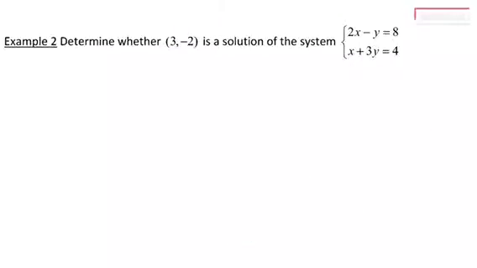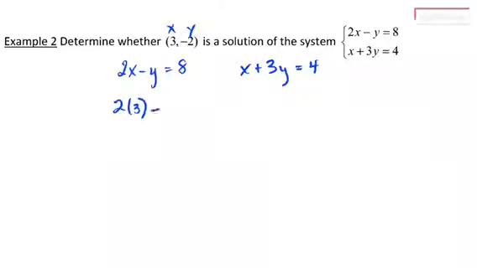Determine whether (3, negative 2) is a solution of the system. We have 2x minus y equals 8, and we have x plus 3y equals 4. This is x, and this is y. So 2 times 3 minus negative 2 is equal to 8. 6 plus 2 equals 8. And that checks.